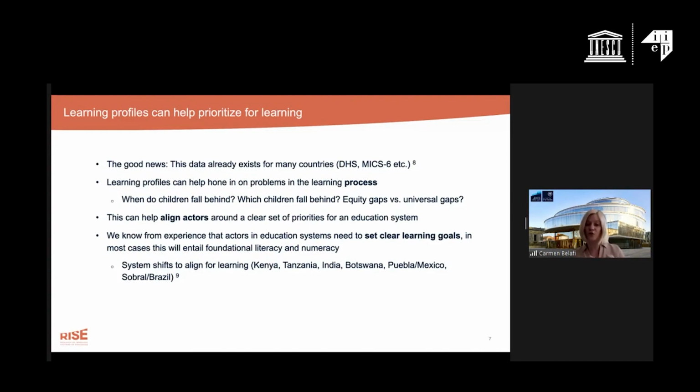And for learning, that mostly entails some goal around foundational literacy and numeracy. And these clear prioritizations and clear delegation can then help systems shift to align for learning. And we've seen this in a variety of different contexts, like Tusome in Kenya, the Tanzania curricular 3R reform, and various other contexts. So in short, learning profiles really have the potential to help actors agree on, firstly, a problem, and then secondly, on a priority course of action. And that overall, in different contexts, has helped to strengthen learning.